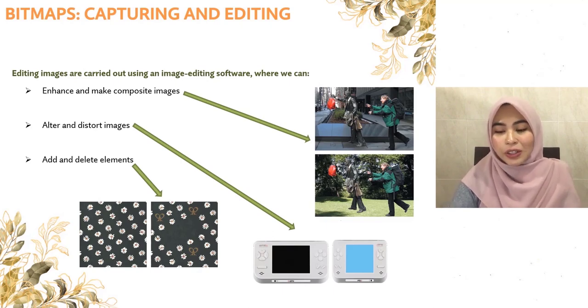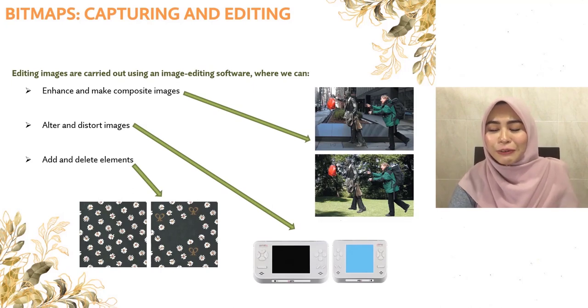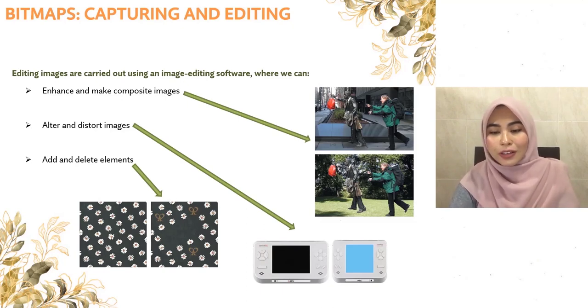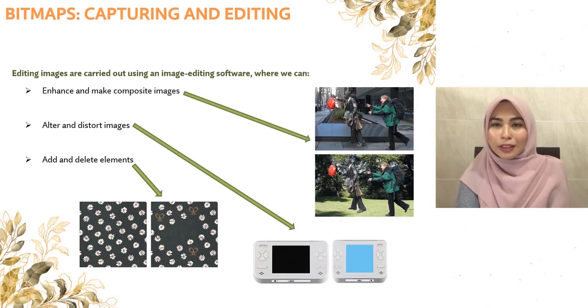So for example, the original image is like this. You can make it a bit smaller by changing the proportion, and you can even alter the colors as well by using that image editing software. Another thing that you can do is add and delete elements inside your graphics. So let's say I don't want these flowers right here, I can just remove them. Or you can add some other elements inside your graphics. So all of these are possible with image editing software.